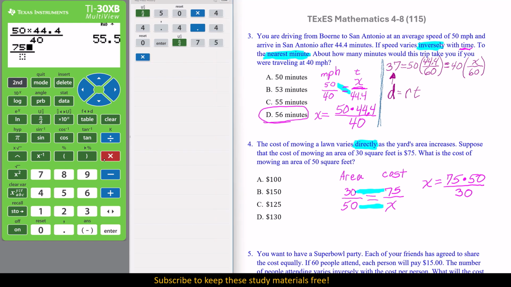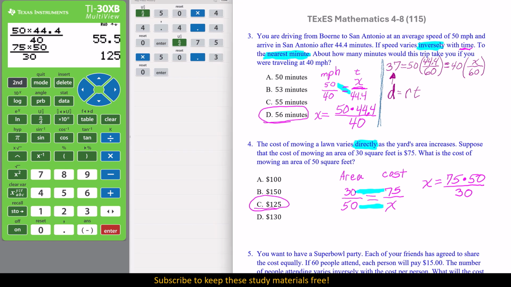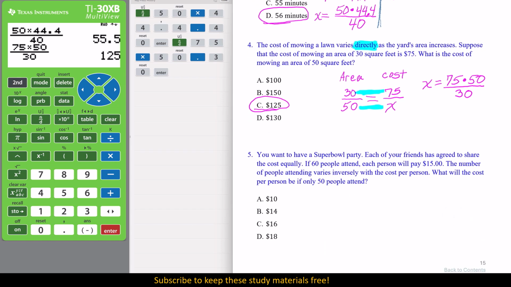We say 75 times the 50, go down, and 30, and enter. $125, which is option C, which makes sense, okay? All right, now let's look at number 5, okay?